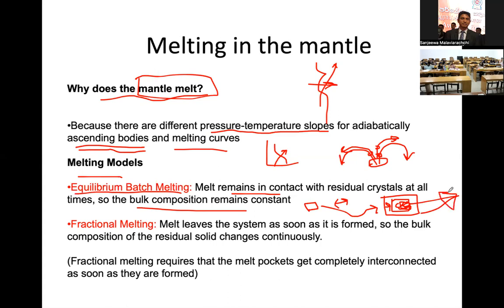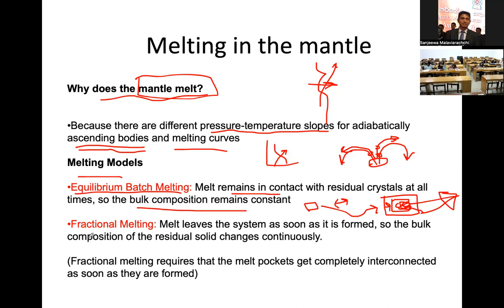It will go out as a batch, right? So that this melt will go out as a batch. That is what we call the batch melting process. But initially, during the batch melting, the melt should remain in contact with the residual solids. Later, it will go out as a batch.